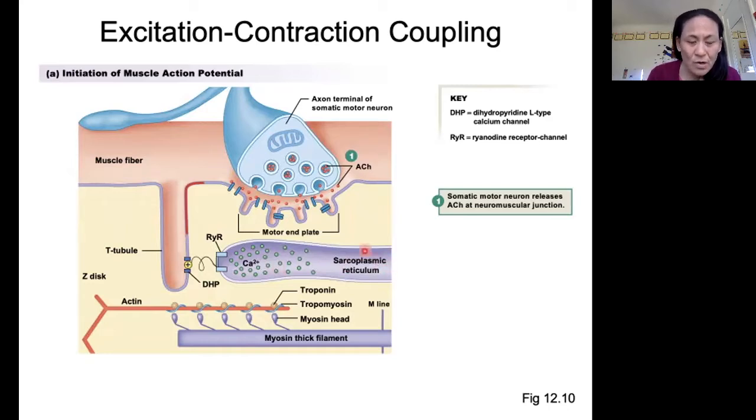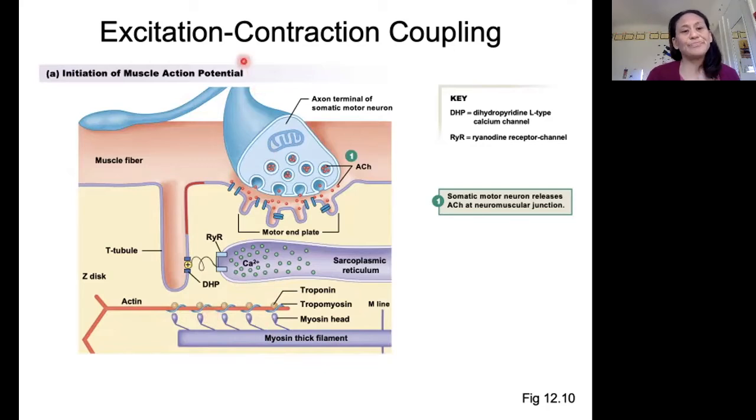You can also see the sarcoplasmic reticulum here. And inside the sarcoplasmic reticulum is a whole bunch of calcium. So the sarcoplasmic reticulum is acting as a calcium store for the muscle fiber, okay? And then there are a bunch of other things down here, the thin and thick filaments. That's where the contraction is actually going to happen.